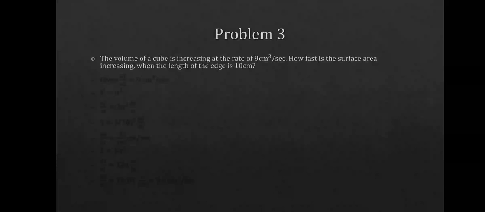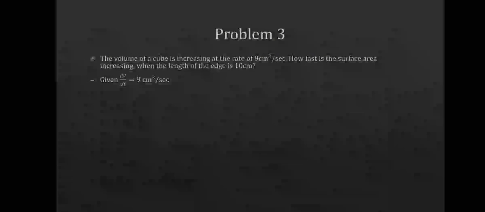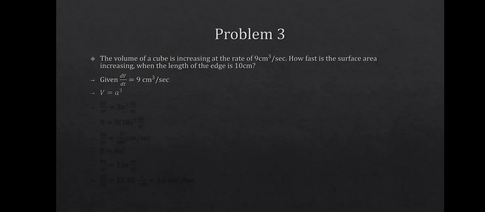Number 3: the volume of a cube is increasing at the rate of 9 centimeter cube per second. How fast is the surface area increasing when the length of the edge is 10 centimeter? Fine. Now let us see what are the things given. The first thing given is that the volume of the cube is increasing at the rate of 9 centimeter cube per second. So the rate of change of volume with respect to time is given. That is dV/dt, given as 9 centimeter cube per second. Fine. Then as it is a cube, what is the volume? Volume is a cube pretty much. Then what is dV/dt?